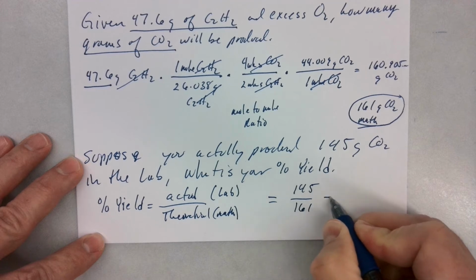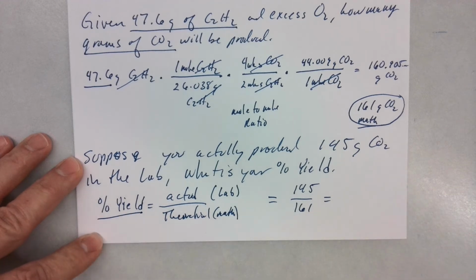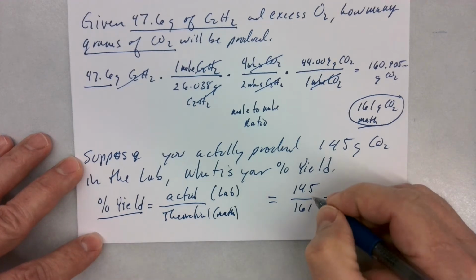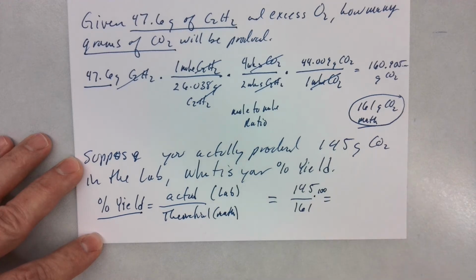145 over 161, and that's going to give me what? Now it's percent, so what do I do when I'm done? I just automatically times that by 100, don't I? Turn that into a percent. Anybody get that?